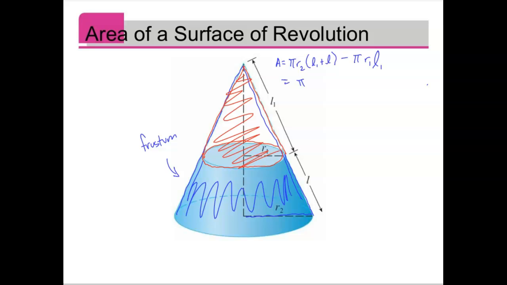I can distribute the R2 right here. And I would have R2 L1 plus R2 L minus R1 L1. And then I can group these two terms, the R2 L1 and the R1 L1. And I can go, okay, well then that's pi times, and I'll go ahead and factor out an L1 from those two terms. So I'll do R2 minus R1. And I factored out an L1, so I'm going to put that right here in front. And then I have plus R2 L.